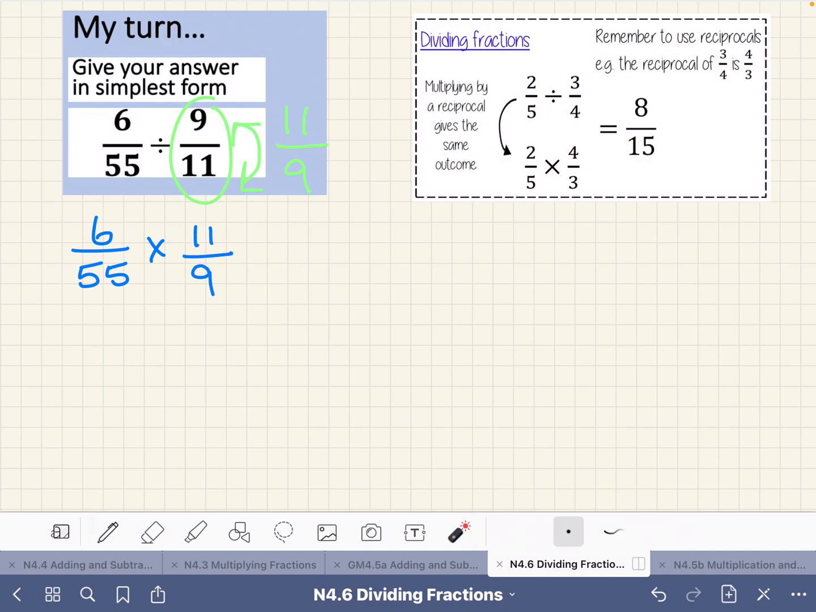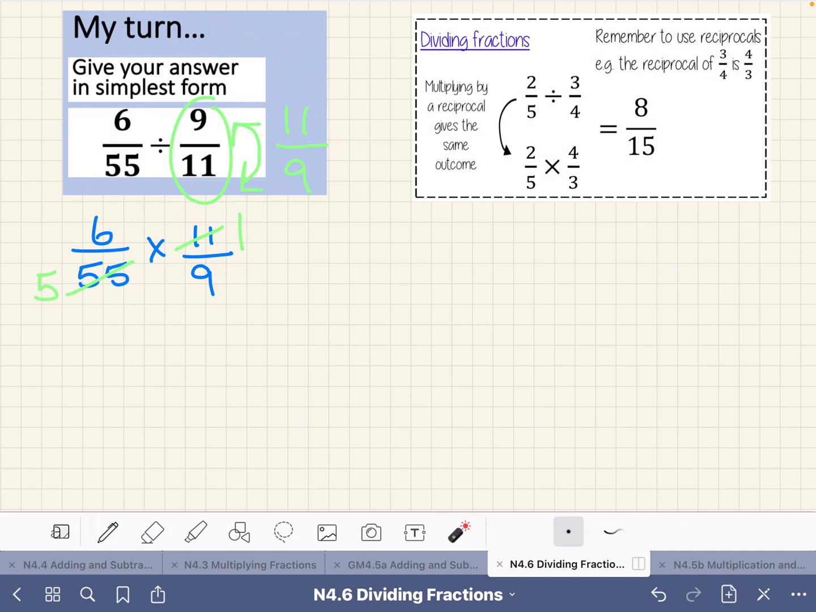And at this point here, we look to see if we have common factors we can cancel down by to make our calculation easier. We can see here that 11 will go into itself once, and it will go into 55 5 times.